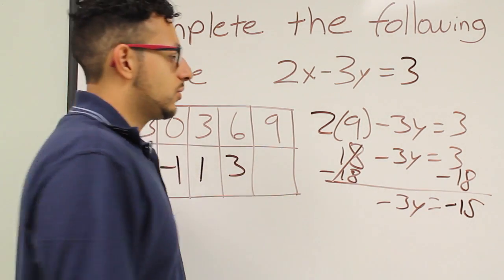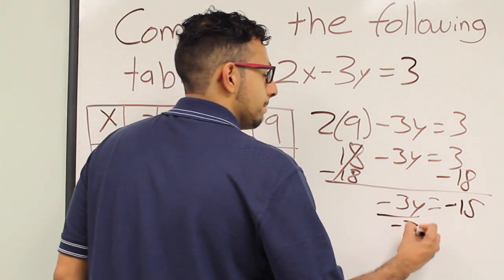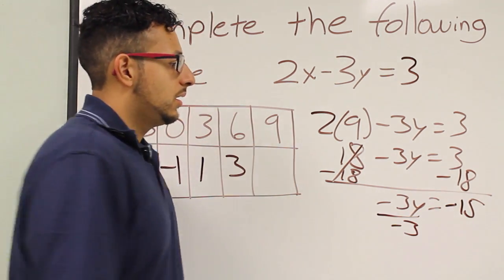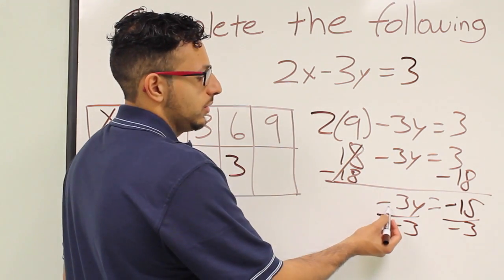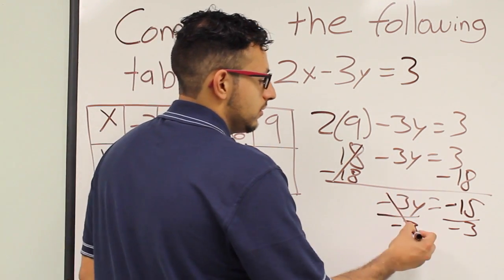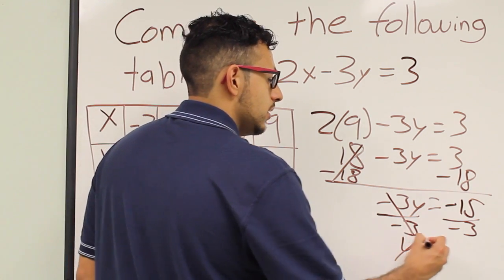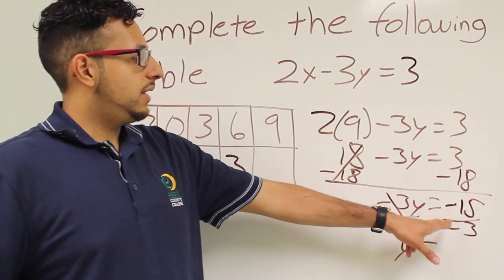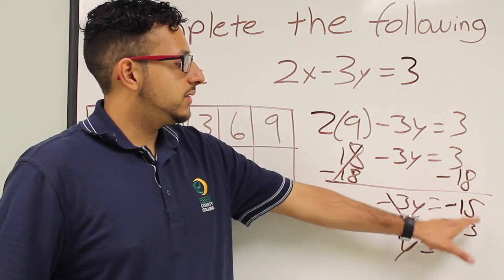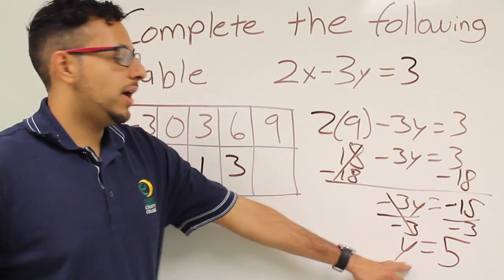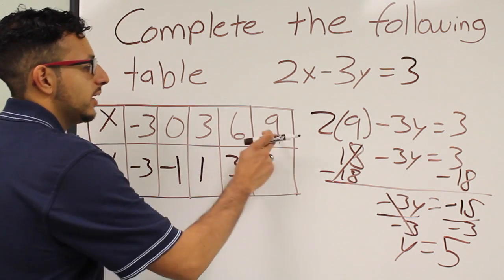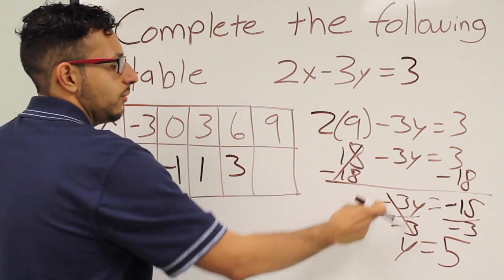Again, looks similar, so we're going to divide by negative 3 again to both sides. So we divide negative 3 by negative 3 is 1. So we're left with y is equal to, negative divided by negative is positive, 15 divided by 3 is 5. So y equals 5. So when we plug 9 for x and solve for y, we get 5.